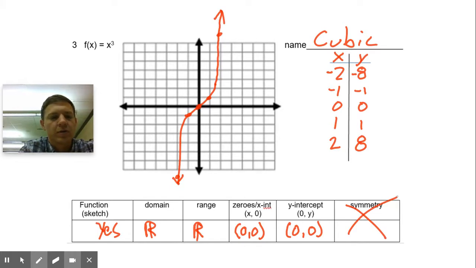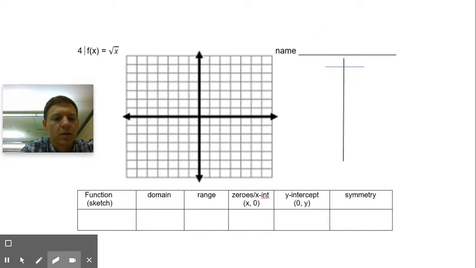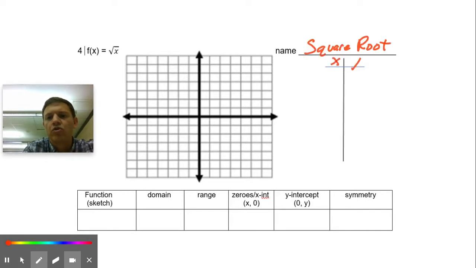Moving on to the fourth function. This one's a little interesting. F of x equals the square root of x. We're just going to call this a square root function. All right, and then I'll plug in the usual x's and get out something interesting for this one.